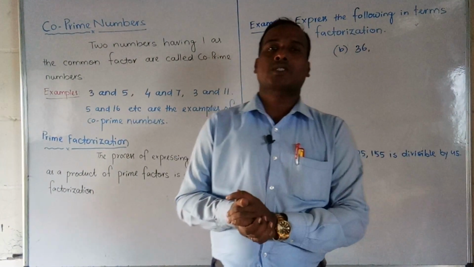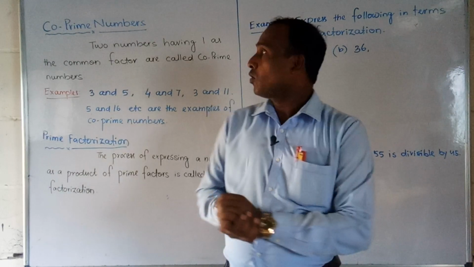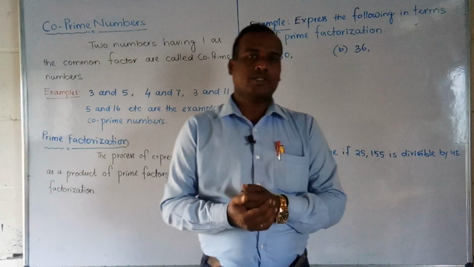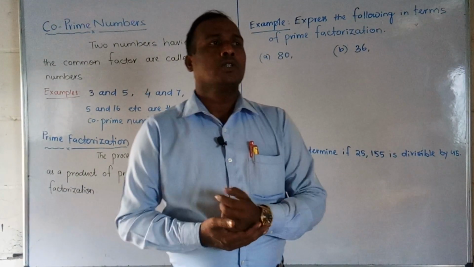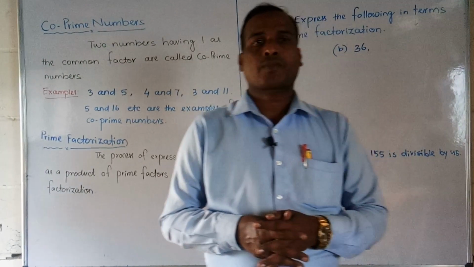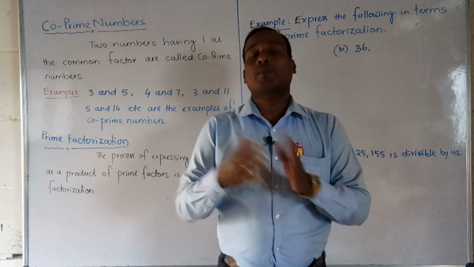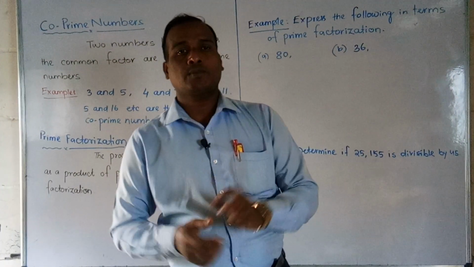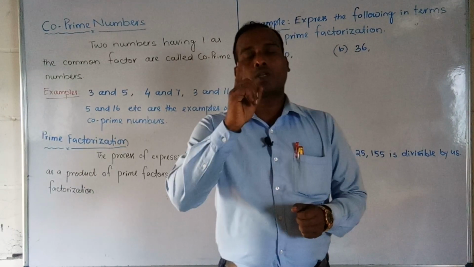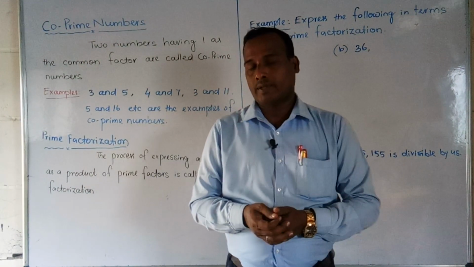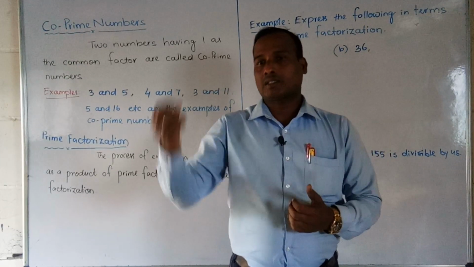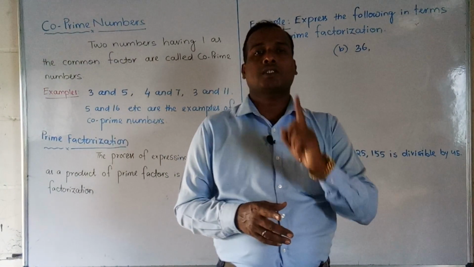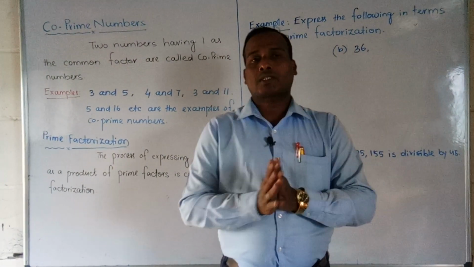But students, today we are going to discuss a new term called co-prime numbers. Prime numbers we have already studied, but what are co-prime numbers? Whenever we find that two numbers have no common factor except one, that means the two numbers have only one common factor. For example, 4 and 7. If you find the factors of 4 and 7, both numbers have only one common factor, that is 1. There is no other common factor except 1.